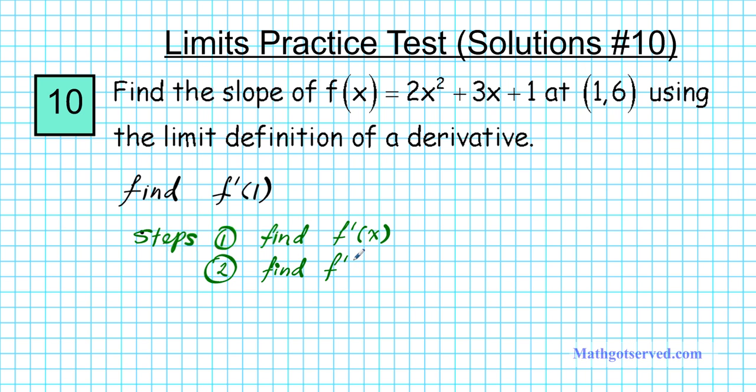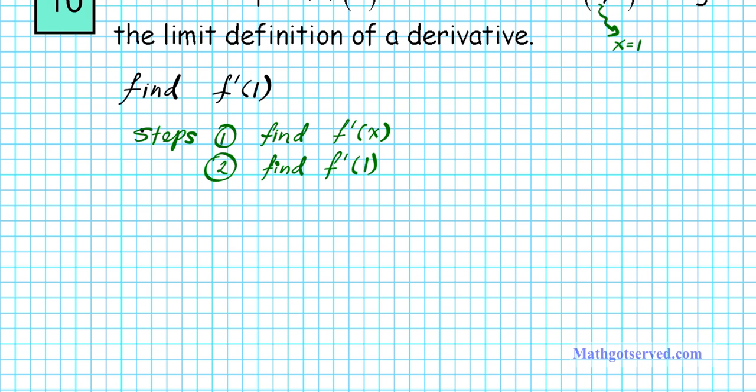So you find f prime of, in this case, 1, because the input is x equals 1. These are the two steps we're going to employ in finding the slope of the function at (1, 6). Let's start with step number 1. We want to find f prime of x.